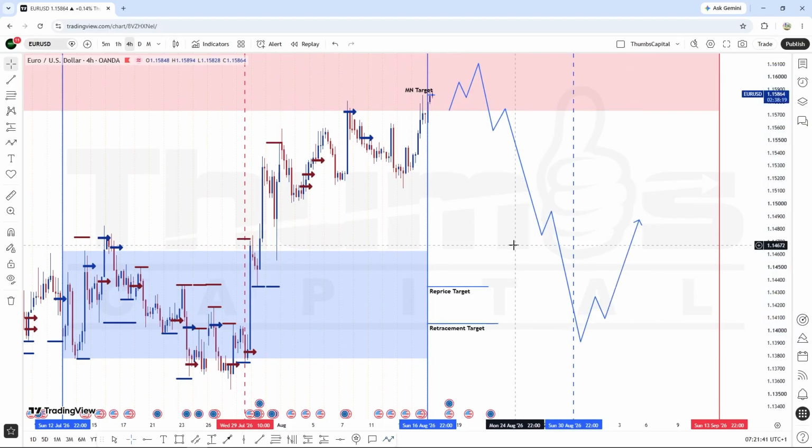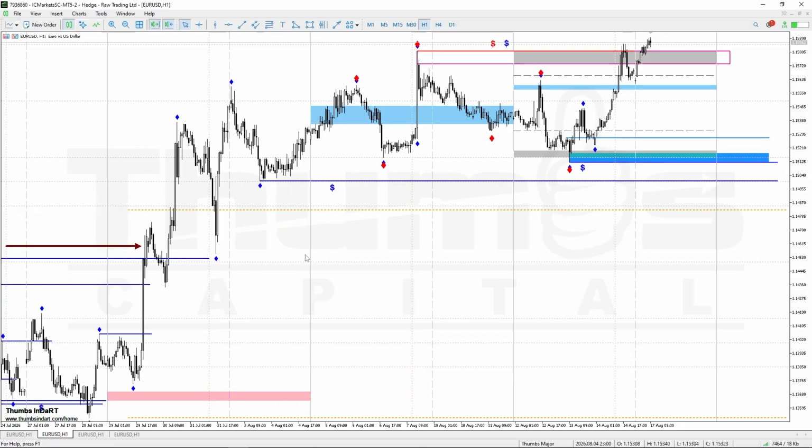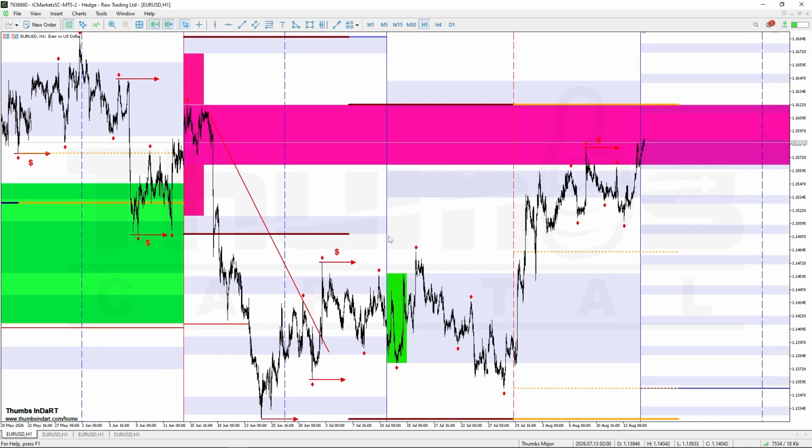Right now, let's go to our MetaTrader 5 and see our dealing range and our price action charts to see what price action looks like at the moment. So here we are on the price action chart. We'll start from contract cycle. You can already see we have a bearish quarterly contract delivered.